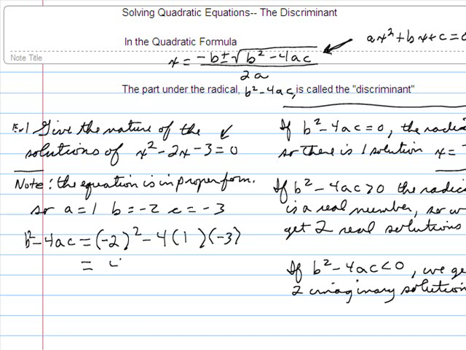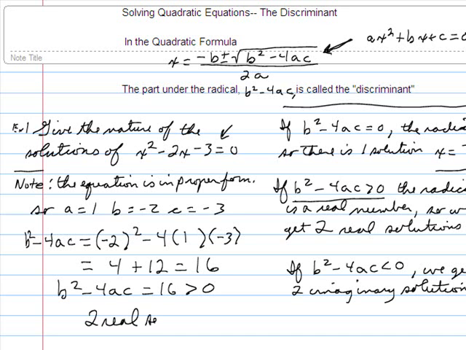Negative 2 squared is 4. Negative 4 times negative 3 is positive 12. 4 plus 12 is 16. So b squared minus 4ac is 16, which is greater than 0. And it says over here, if b squared minus 4ac is greater than 0, you get two real solutions. So what is the nature of the solutions? Well, there's two of them, and they are real numbers.